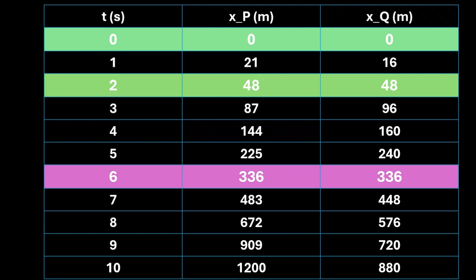And what's the number of crossings here? 1, 2, and 3. One of them has already been given in the question, because the question says both cars crossed each other at the time t is equal to 0 for the first time. So this is for the first time, the second time, and the third time. So the answer to this question is 3.